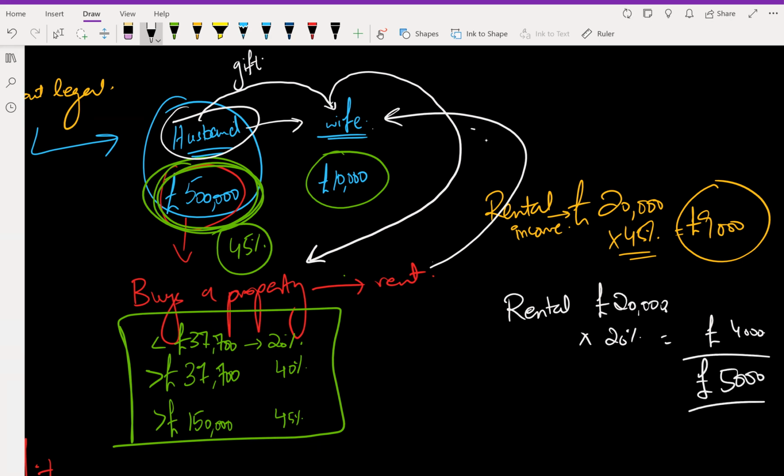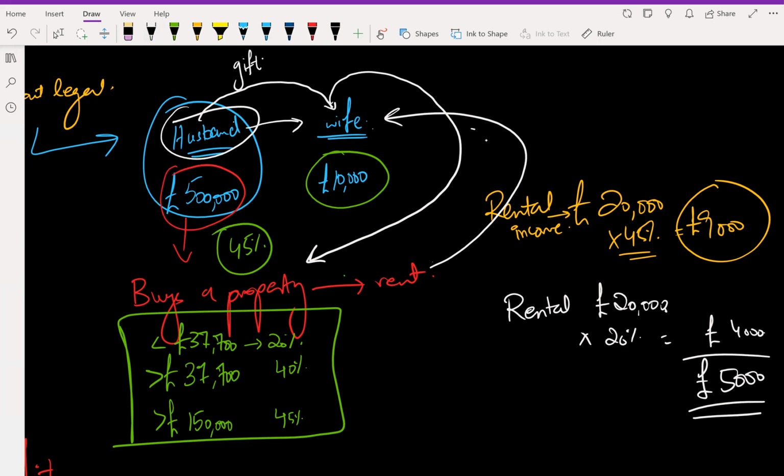Is this legal? Yes, it is legal. Is it ethical? There's a debate on it. I personally think it's ethical, but some people argue against it. So this is something which is very important.